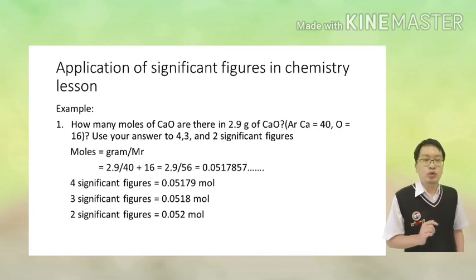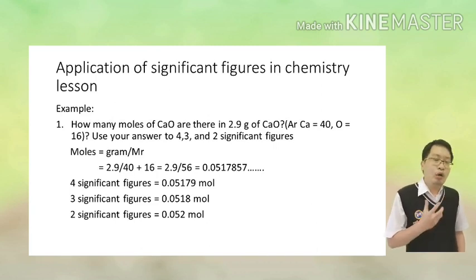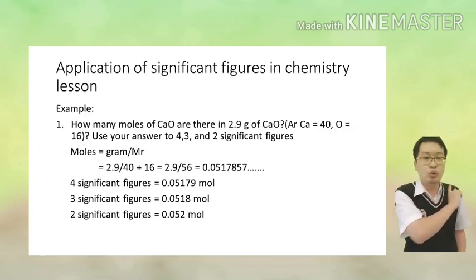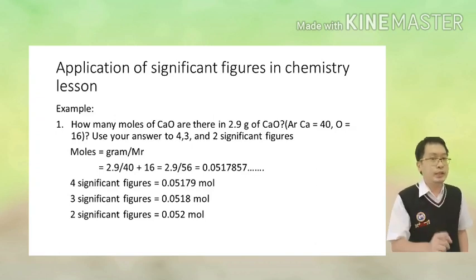How to accomplish the assignment to become 4 significant figures? Just continue from 51786 and then round off 86 to 9. So the final answer becomes 0.05179. Why can the answer be 4 significant figures when the 0.0 is there? No need to count it. Remember that.